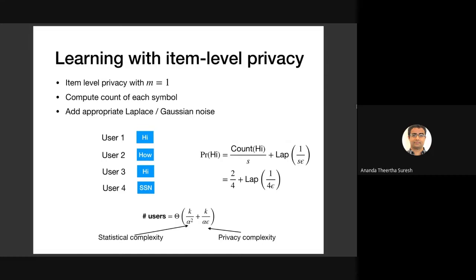The first part, k by alpha square, is the statistical complexity. It's the number of users you need, whether you care about differential privacy or not. The second part is the privacy complexity, which goes to infinity if you require more and more privacy. So it scales with privacy parameter epsilon as 1 by epsilon. This trade-off is known to be optimal, and many mechanisms such as the Gaussian mechanism or the exponential mechanism would have similar user complexity.